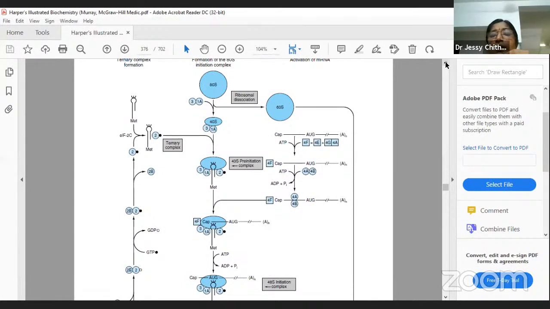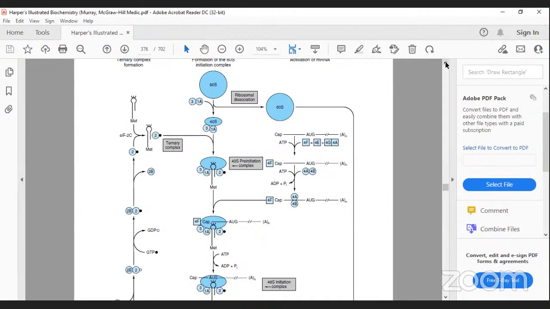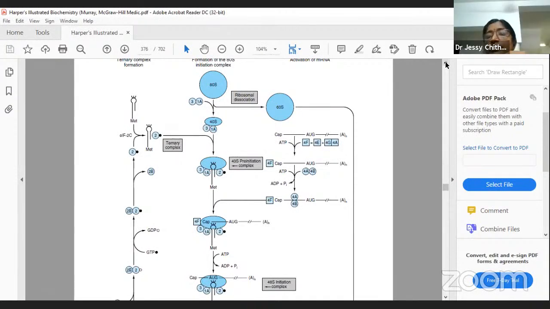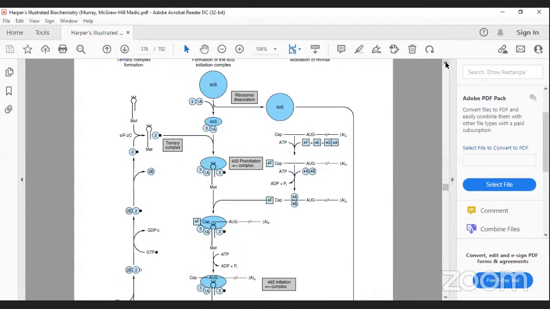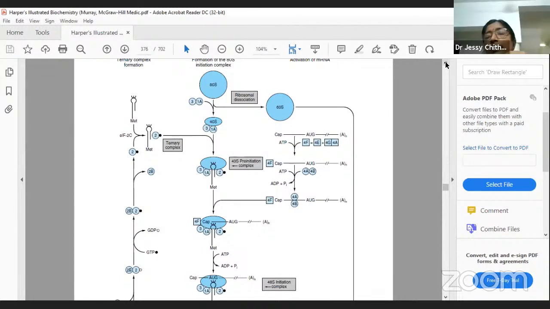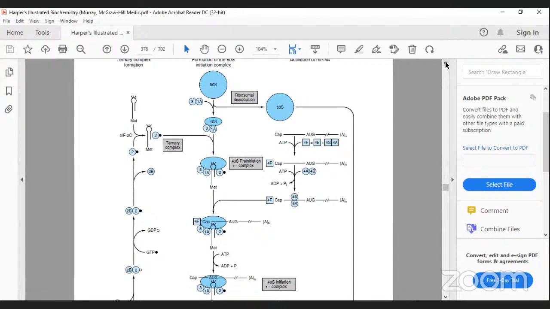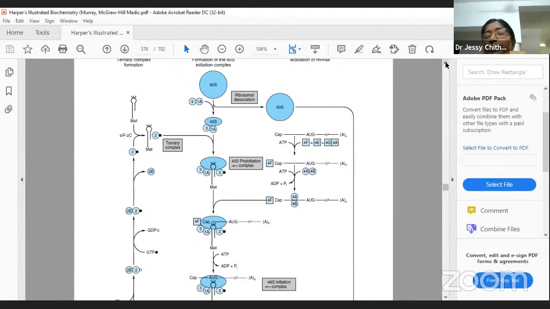So last class we were dealing with translation. I told you translation mainly has 3 major steps, and a preparatory step during which the amino acids are being activated. How are they being activated?